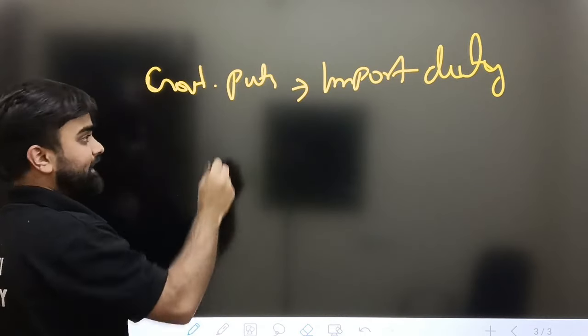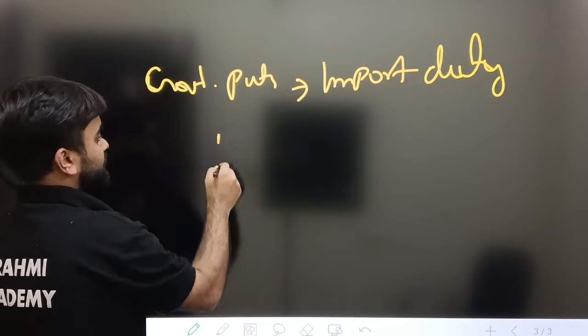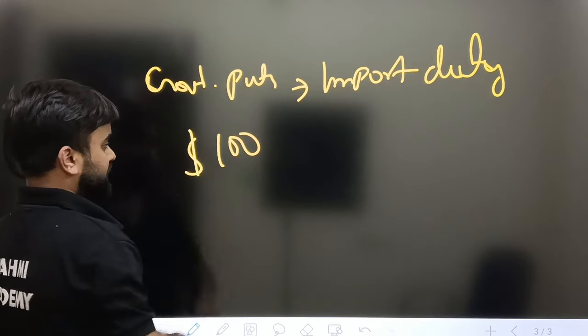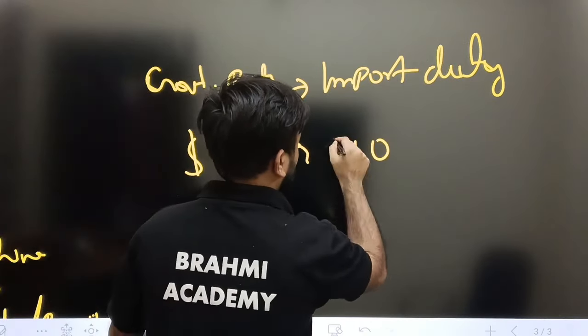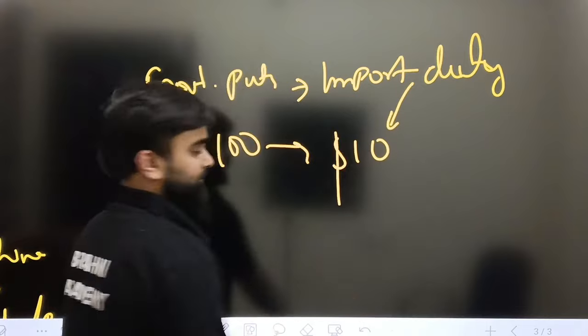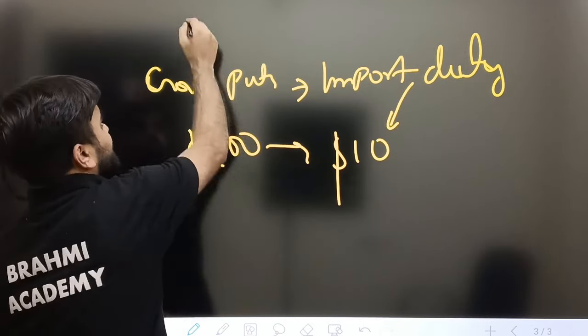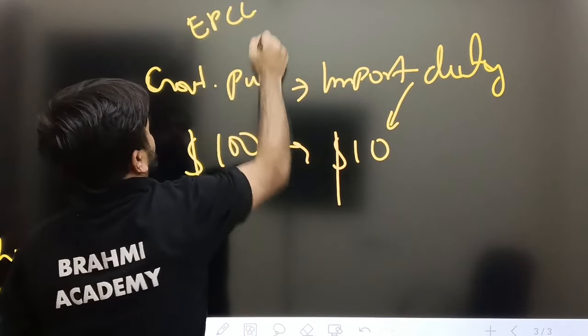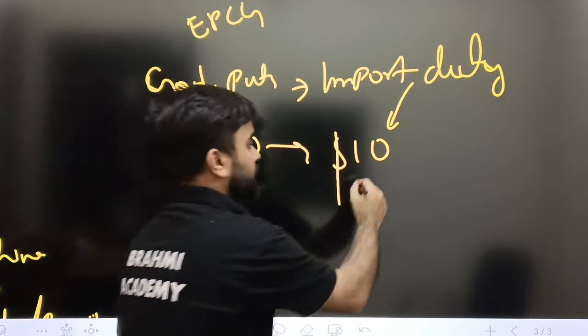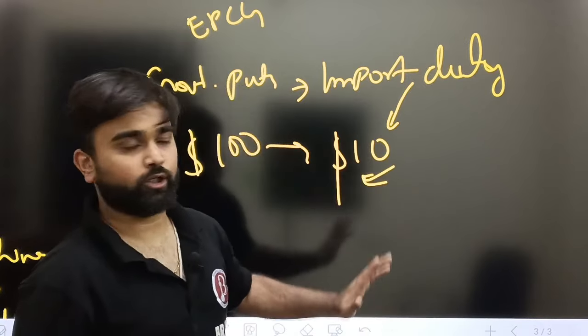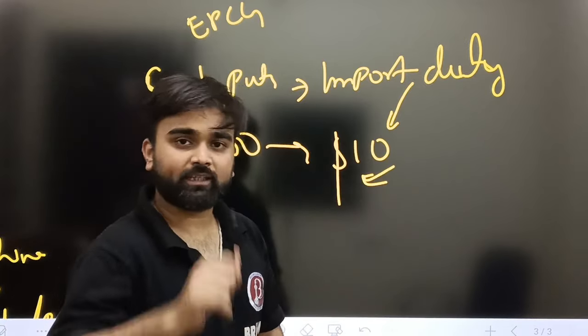So it is a tax levied by the government. Let's say this is a $100 machine. On that, $10 of import duty is there. What the government says under the EPCG scheme is, I am ready to give away this $10. I don't want $10 of your import duty. But there is a condition.